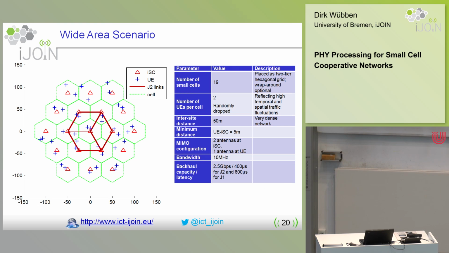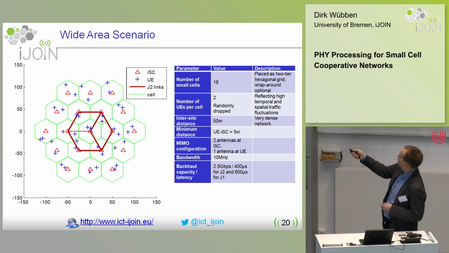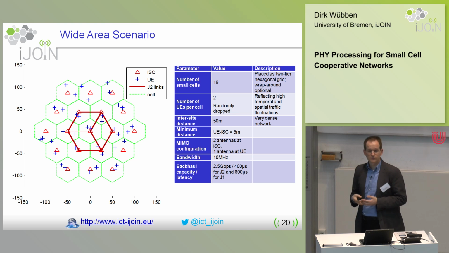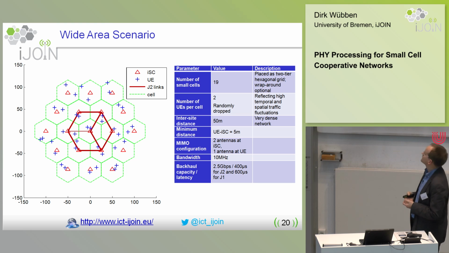And in order to visualize the corresponding performance gains, we have investigated this wide area scenario where we have 7 ISCs connected with each other. Here we have the corresponding J2 links which are used for this distributed processing. In total, we have 19 cells. The users in these cells, nevertheless, only produce interference that is not covered by this DICE approach.